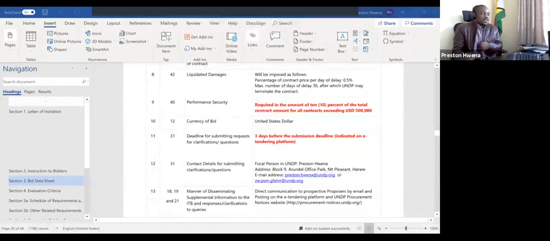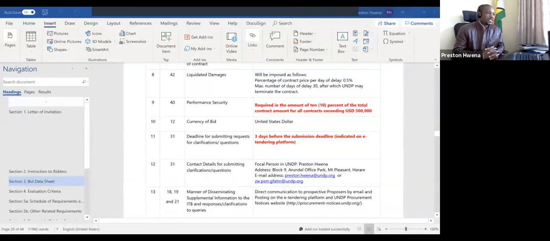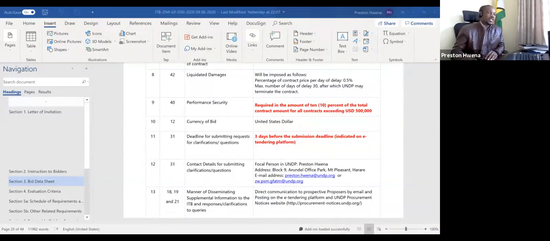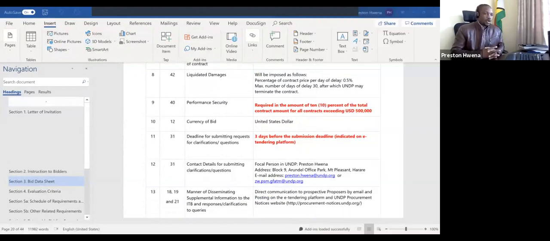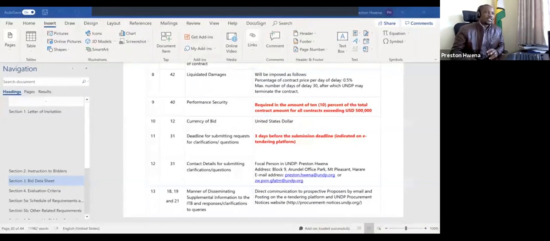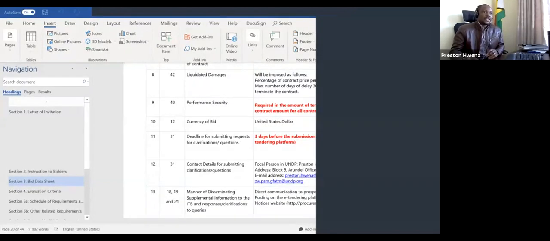Then if you go through the ITB and you have any questions, any request for clarifications, we encourage you to do this 3 days before the submission deadline indicated on e-tendering. In this case, our submission deadline is the 18th of June. So we expect all requests for clarifications to have been done by the 15th, so that we can upload them on the e-tendering system.